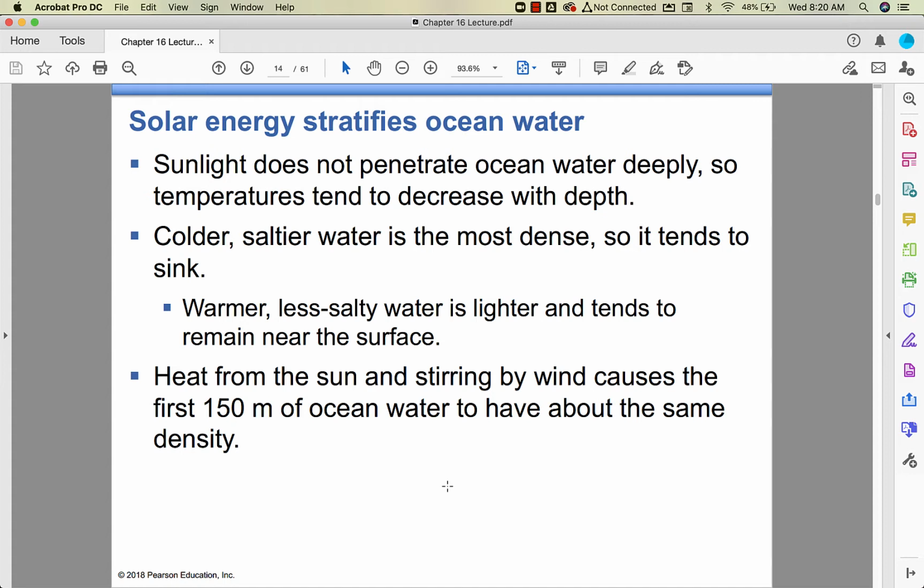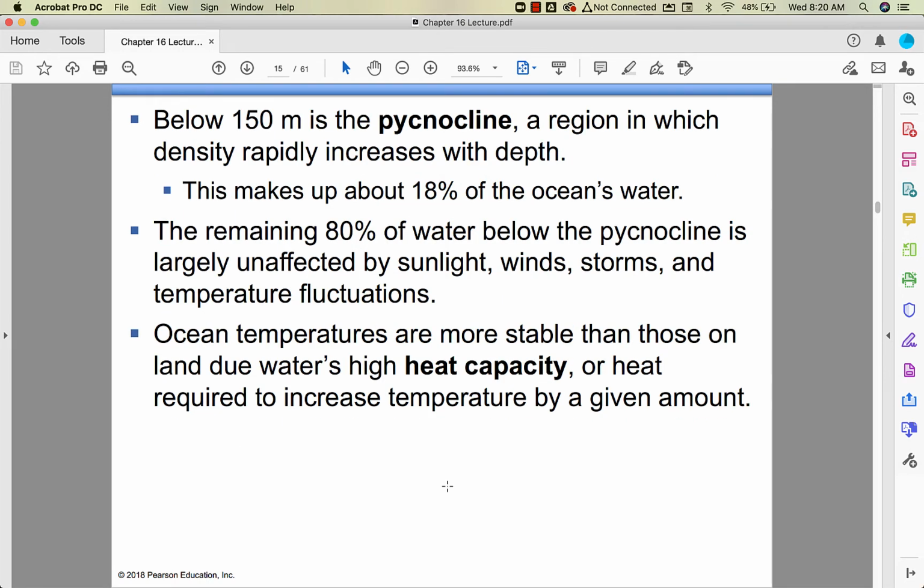The first 150 meters of ocean water, so about 400 to 500 feet, is influenced by the wind and the sun. So that tends to have the same density, the same temperature and the same salinity. But as you go down, you hit a change. Below 150 meters is something called the pycnocline.